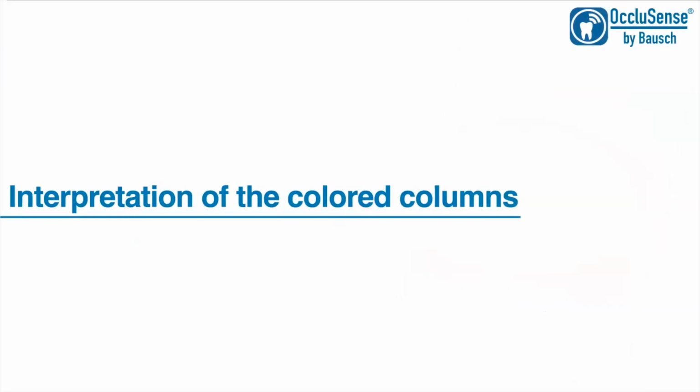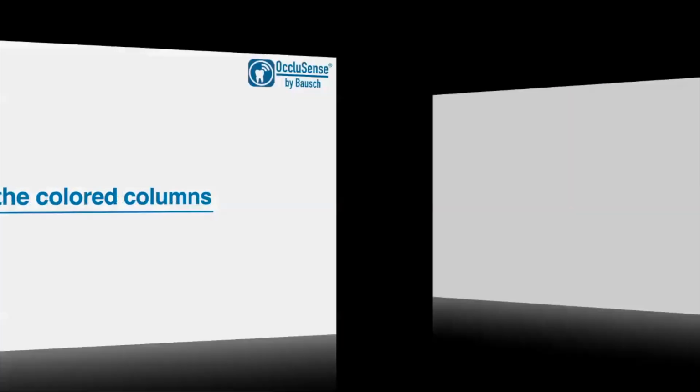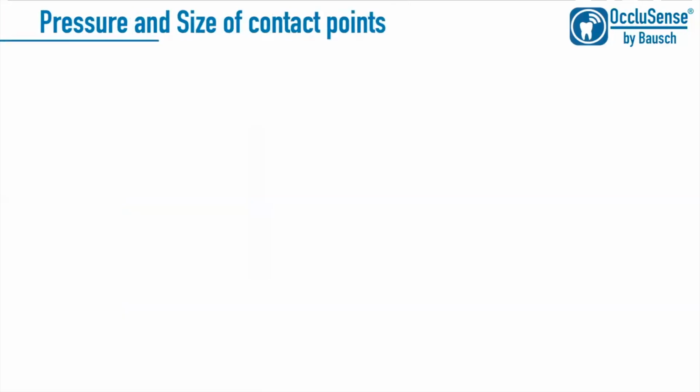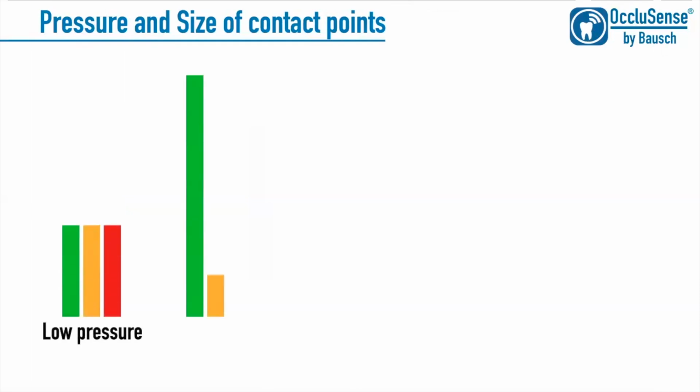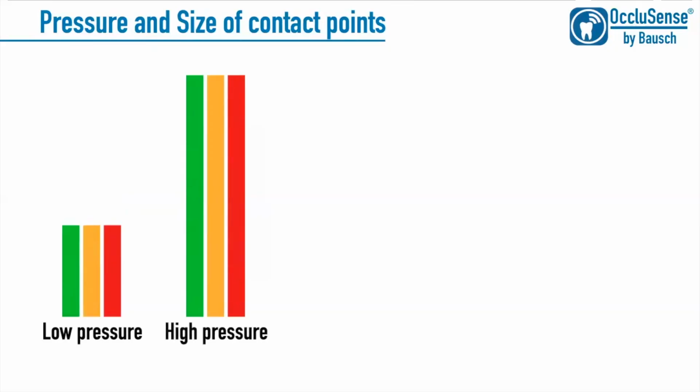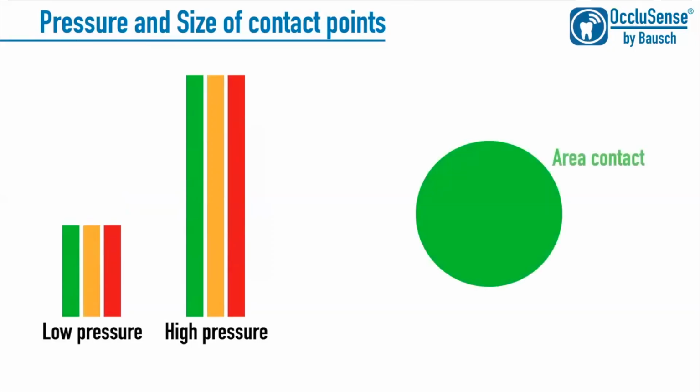As you saw previously, the OccluSense output, so the reading, consists of different colored columns. And what I want to talk to you about now are the pressure and the size of the contact points. If you have low columns, you have low pressure. If you have high columns, you have high pressure. Very simple and straightforward. The color of the contact points tells you more about the surface area of the contact. Green means we have a more wide area contact. Orange and yellow are something in between, so a smaller area, and red are the smallest, so they are punctual contacts.